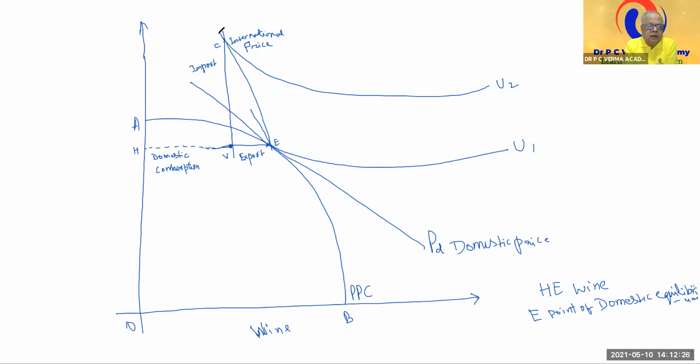Now international trade is PE. Price line PE is the international price line, which touches point E. The country will export VE and import VC.